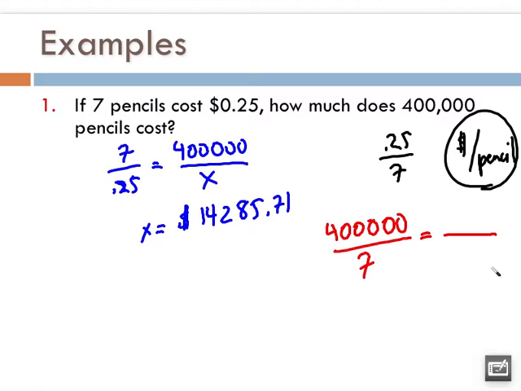Then 0.25 is on the bottom. Good. Cross multiply and solve. All right, I'll post the homework from chapter 5.